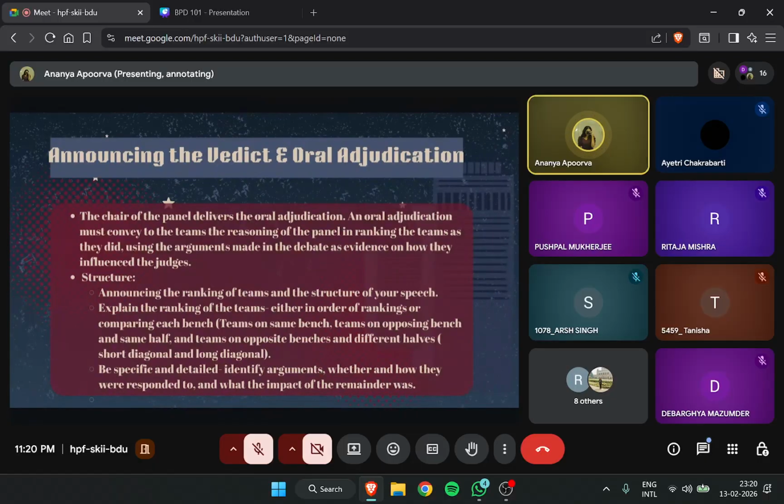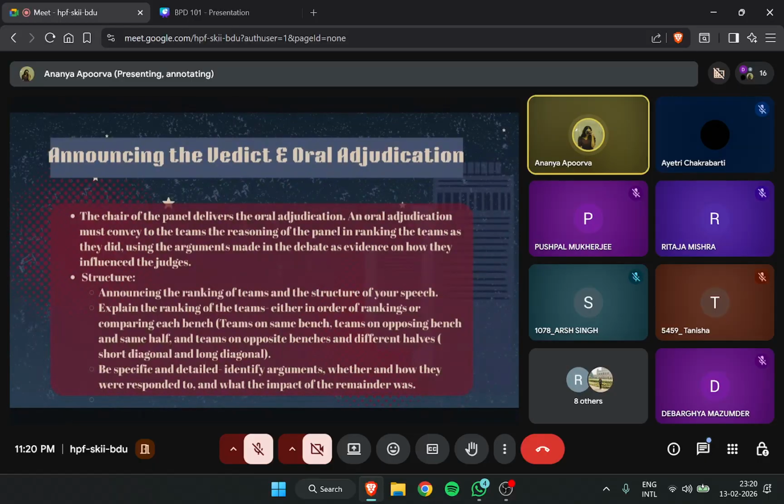Now, explain the ranking of the teams. That is something that you need to firstly do, which is either you need to explain however you rank, in order of however they were ranked. That is why the first team wins over the second, third, and fourth, why the second team wins over the third and fourth, why the third team wins over the fourth, and why the fourth team comes last.